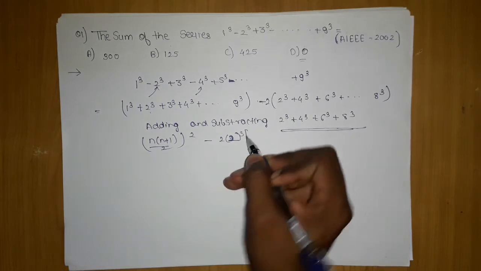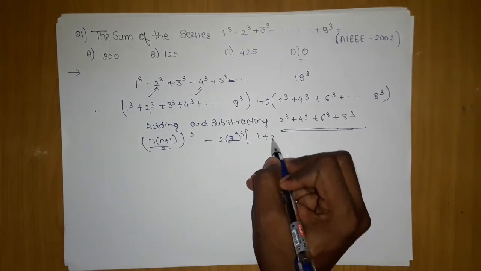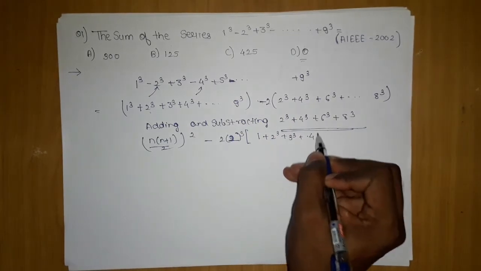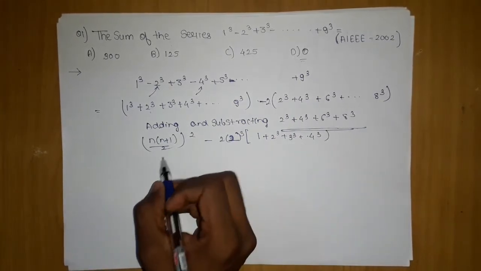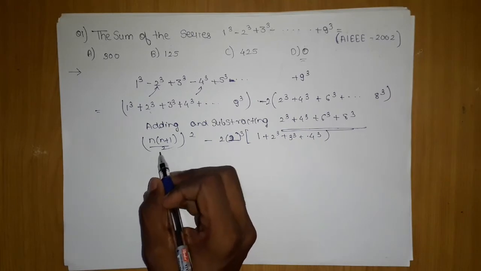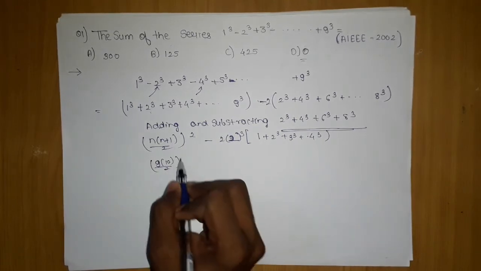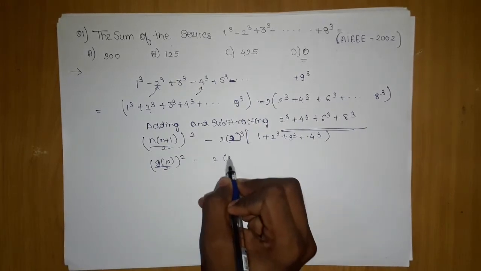2 power 3 taken common, which will leave us with 1, 2 cube, 3 cube, and so on. Okay, and 4 cube. These are the terms. Now here we will substitute the value, which will be till 9. So 9 into 10 by 2 the whole square minus 2 into 8.